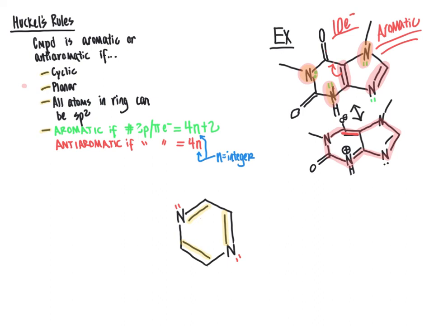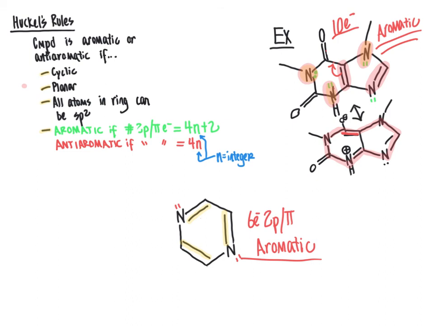So in total, we have 6 electrons that count toward that 2p or pi electron count. And 6 is indeed one of our aromatic Huckel numbers. And so we would declare this molecule is aromatic.